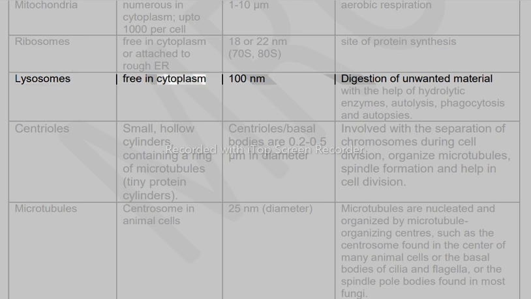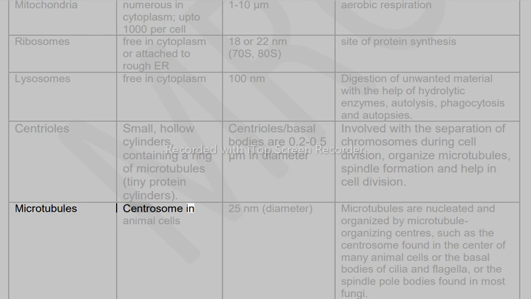Lysosomes, free in cytoplasm, 100 nanometers. Digestion of unwanted material with the help of hydrolytic enzymes: autolysis, phagocytosis, and autophagy. Centrioles, small hollow cylinders containing a ring of microtubules, tiny protein cylinders. Centrioles and basal bodies are 0.2 to 0.5 micrometers in diameter. Involved with the separation of chromosomes during cell division, organize microtubules, spindle formation and help in cell division.